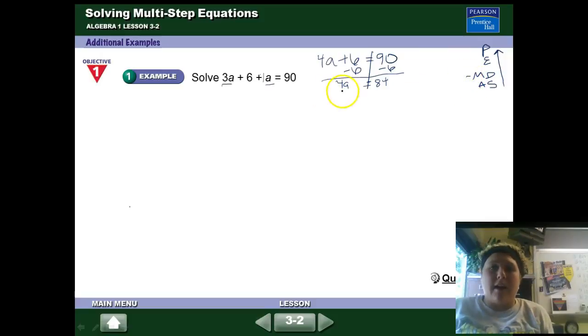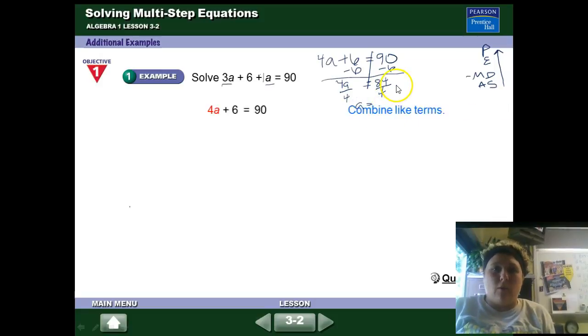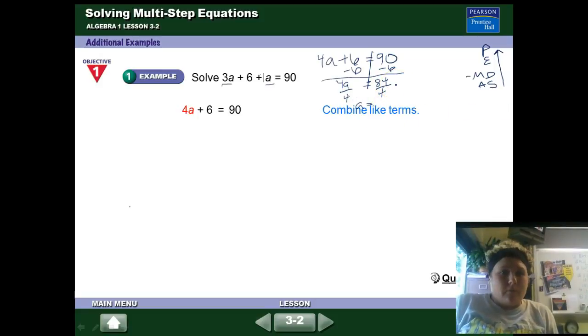I can multiply and divide. So I'm going to divide by 4 because the opposite of multiply is divide. Whatever you do to one side, you have to do the other. We have a equals 84 divided by 4. Now, we're going to come back to that.